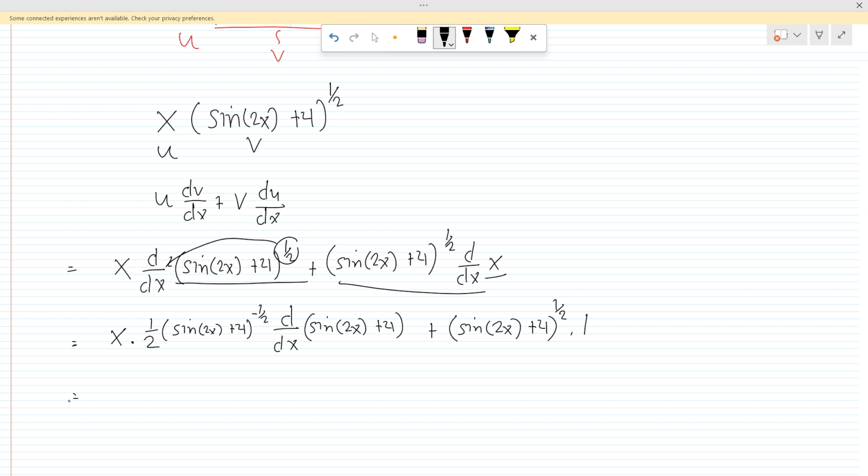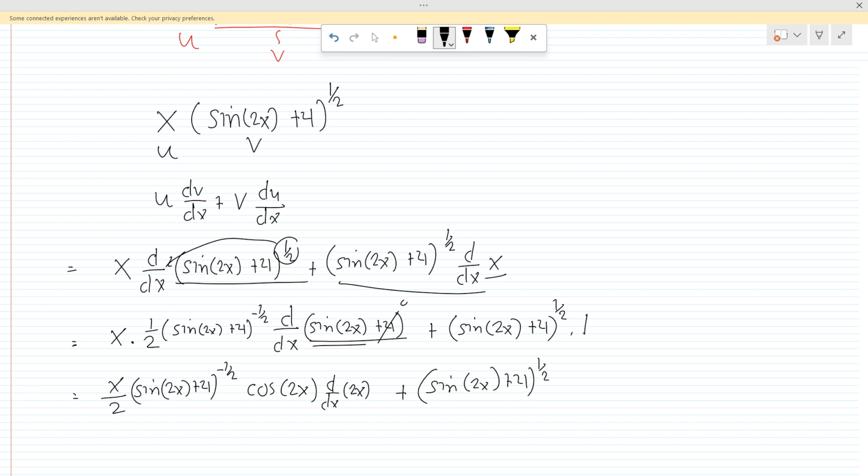Okay, so let us proceed with another manipulation. Okay, so x. So I think I am going to write this as x over 2 of sine of 2x plus 4 raised to the power of negative 1/2. Then what is the derivative of sine 2x plus 4? So sir, we are going to apply the sum rule. So by the way, what is the derivative of 4? That is 0. So we are going to forget that value. Okay, sir, what is the derivative of sine 2x? So that would be cosine of 2x, then derivative of 2x. Guys, can you still follow with our chain rule? Yes po. Okay, then plus, sir, we have here sine of 2x plus 4 raised to 1/2. So multiplied by 1 is the number itself.